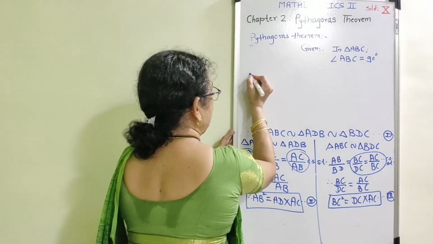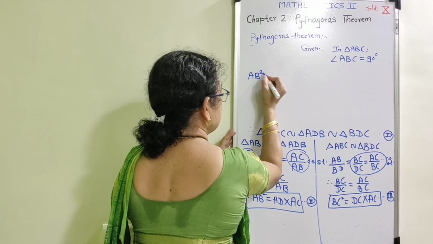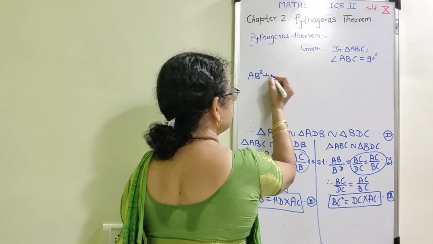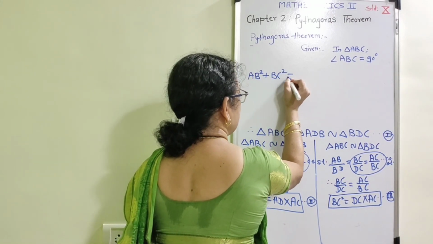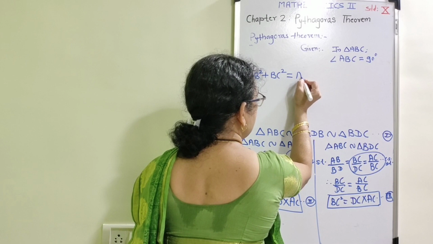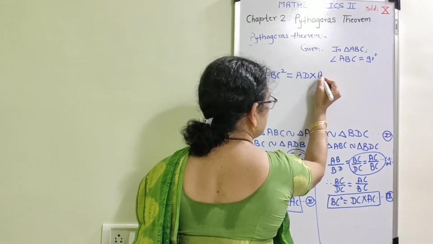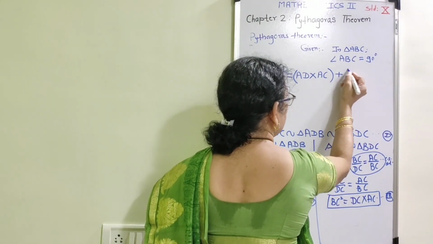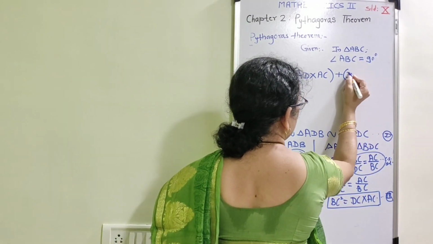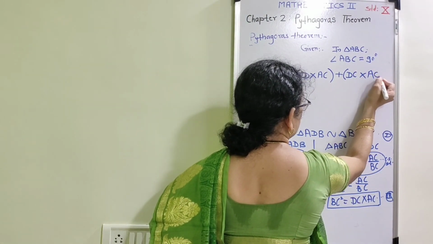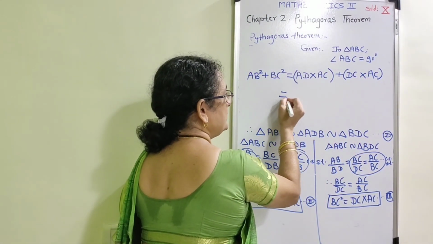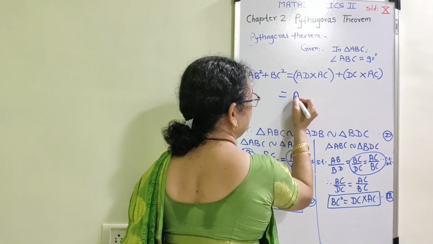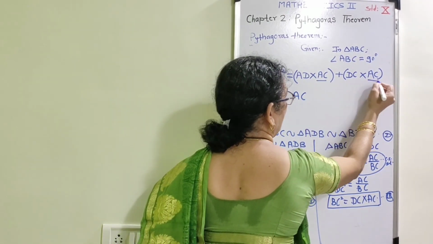Now adding statement number 2 and 3, AB square plus BC square, that is equal to AD multiplied by AC is the first, plus the second is DC multiplied by AC. Now, in both the statements, AC is common. Take it outside. I have taken AC as common outside.